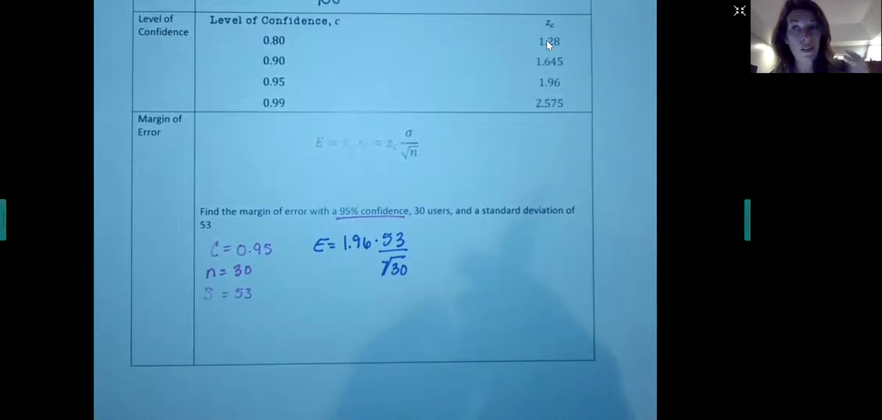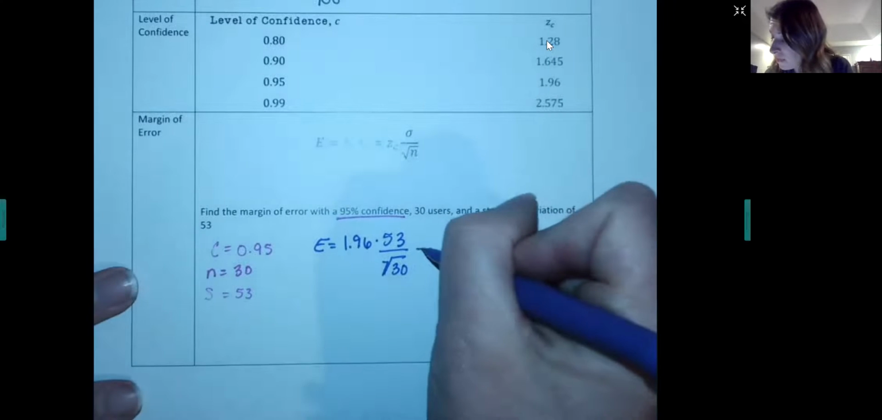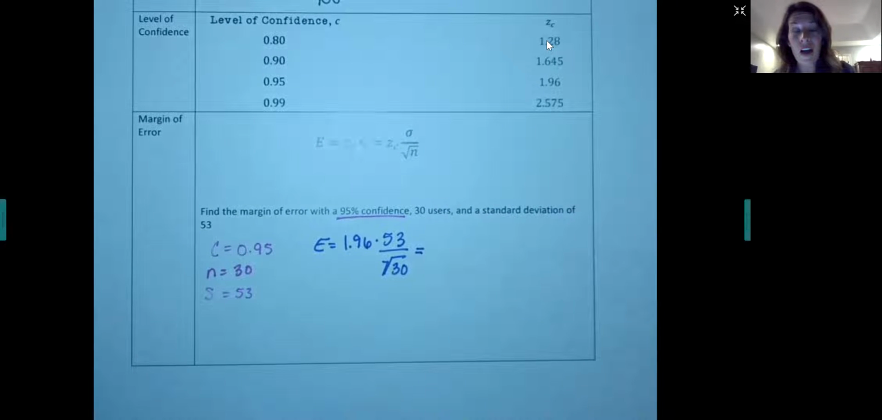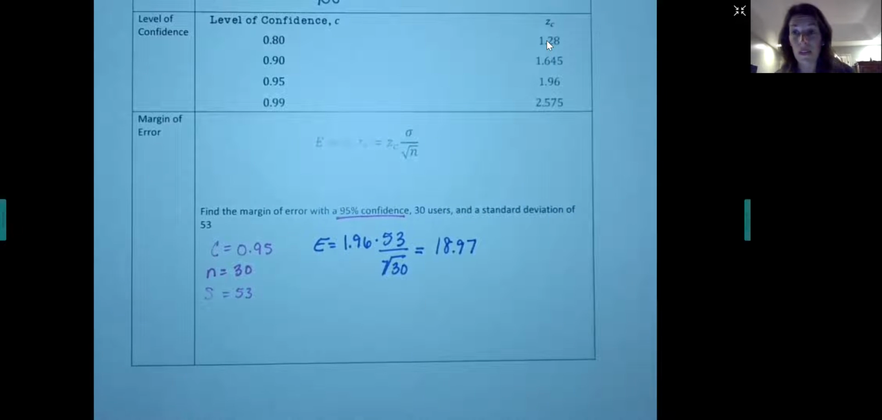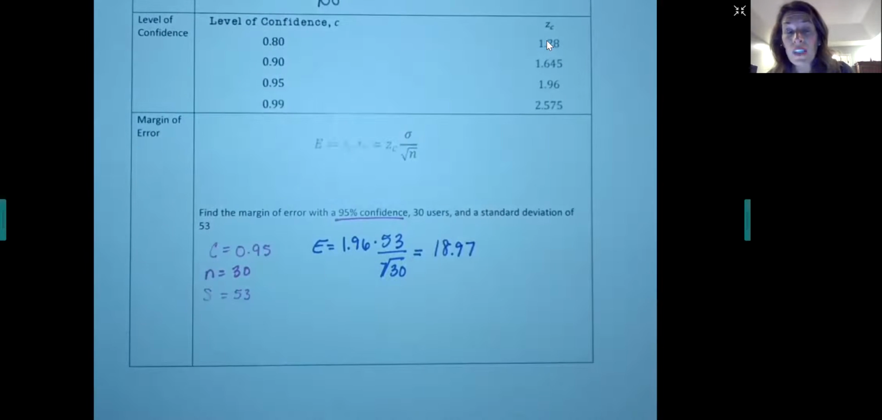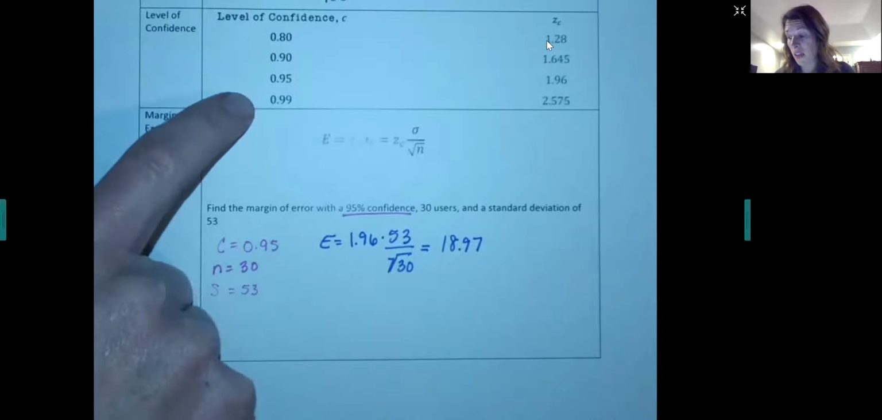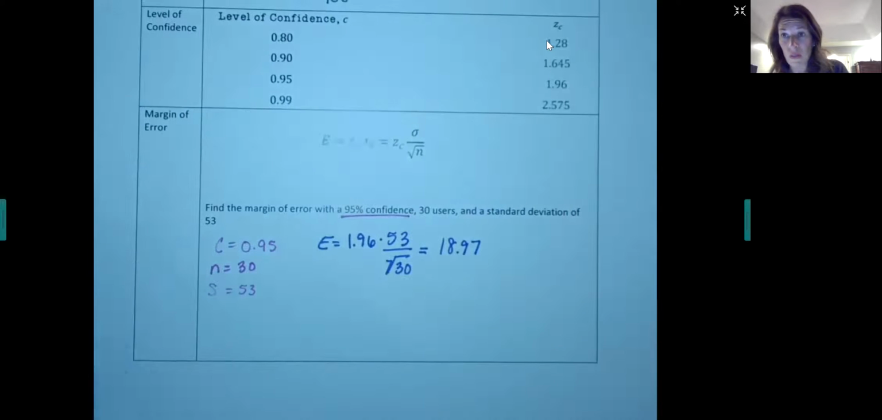Somebody's going to throw that into their calculator. You're going to push pause for this. And you're going to make sure that a couple of you at least all agree on what that margin of error is. So that margin of error you should have gotten to be 18.97 when I put that into my calculator. These numbers I'm going to have to use for the rest of the day. So when we're looking at it, we're going to find our confidence level and find the z-score that goes with it. Just a heads up. Flip the page.